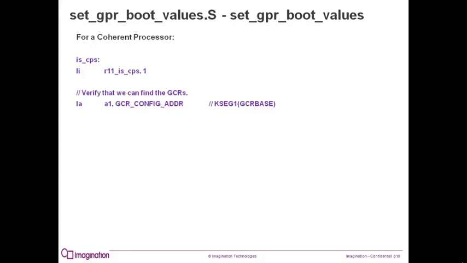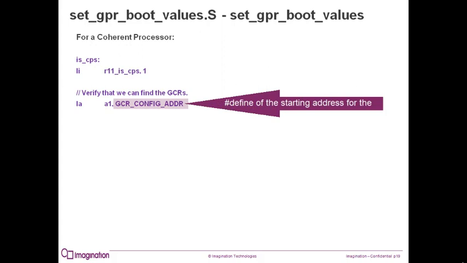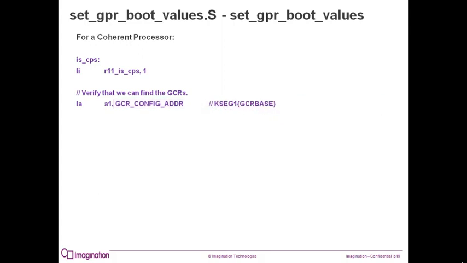To verify that we have a correct global control block address, the code will compare a given address of the control block with the one that is stored within the block itself, located in the GCR base register. The given address is set by a #define. Consult your SOC designer to determine the value of this define. If the given address is not the same as the address in the GCR base register, something is wrong, and this system should not be treated as a coherent system.